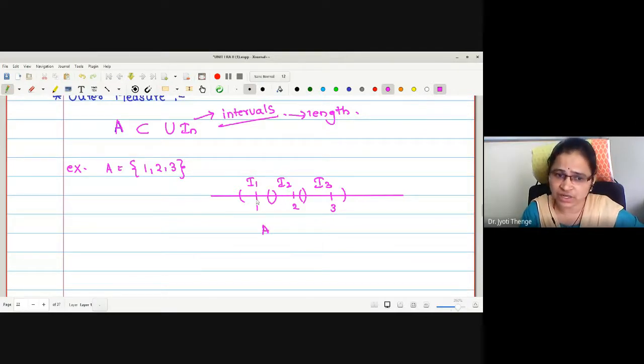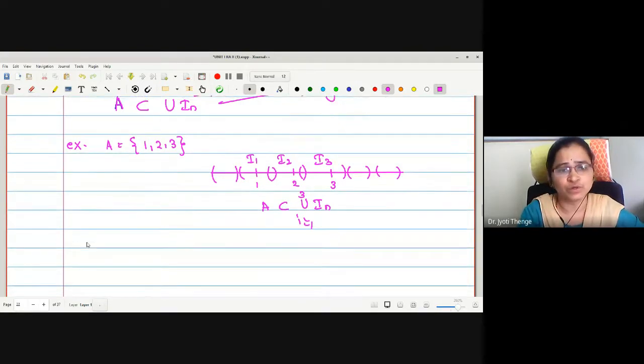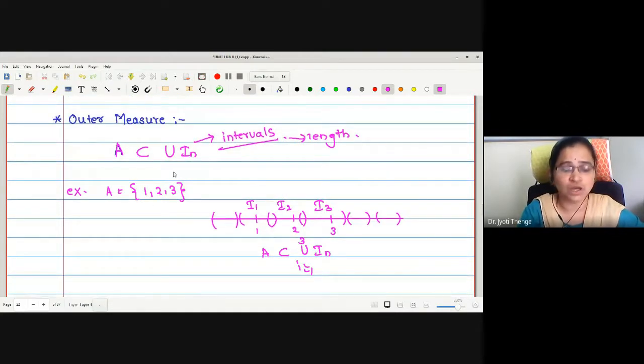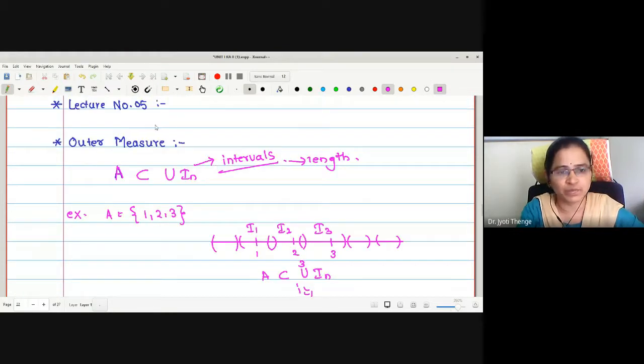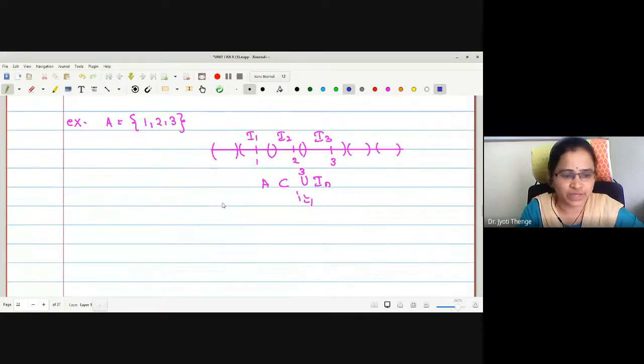Therefore, the set we have written, {1, 2, 3}, is contained in the union of In for n equals 1, 2, 3. One can take more intervals as well, like this. Correct, no? All those will work as coverings, rather open coverings, because they are all open intervals. Therefore, the job we will do is find a countable collection of open intervals In such that A is contained in the union of In, and then for every covering we will find the length, and the infimum among all the lengths will be defined to be the outer measure.